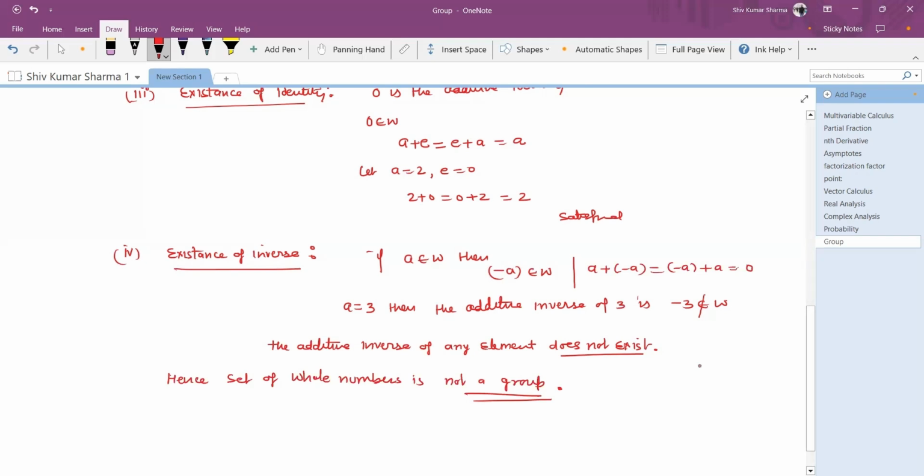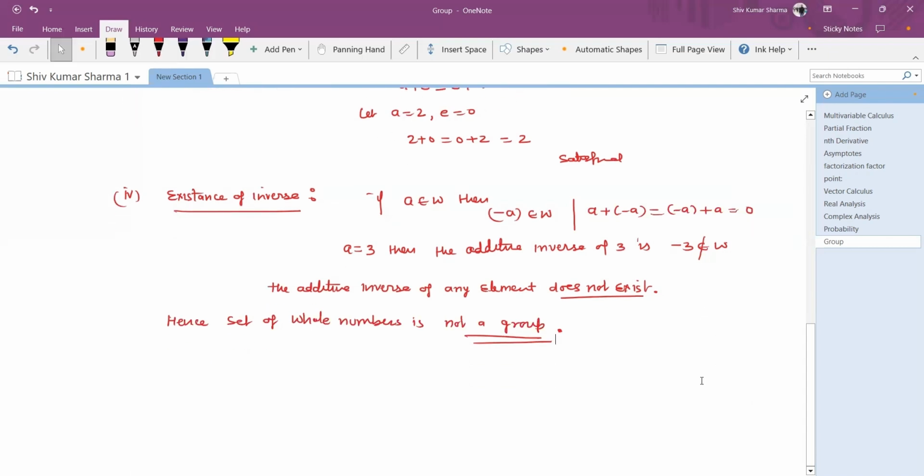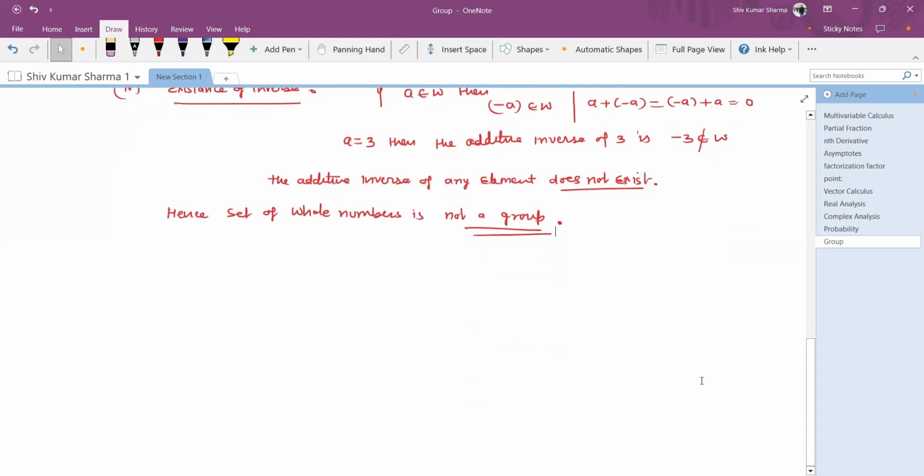Now, we have taken two examples. One is related to natural numbers. Natural numbers are also not a group because they do not satisfy the identity and inverse. We can take whole numbers. Whole numbers do not satisfy the additive inverse. So whole numbers satisfy three properties, and the set of natural numbers satisfies two properties. Now we move further.